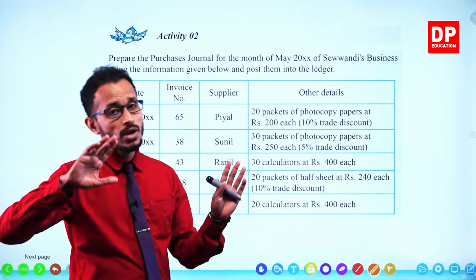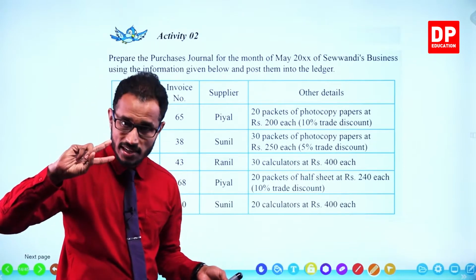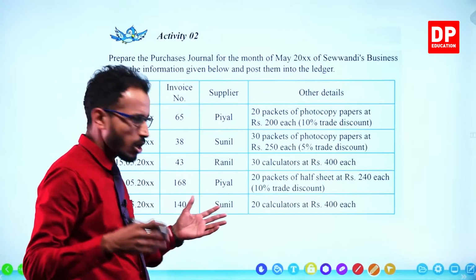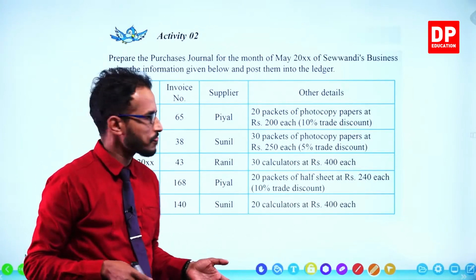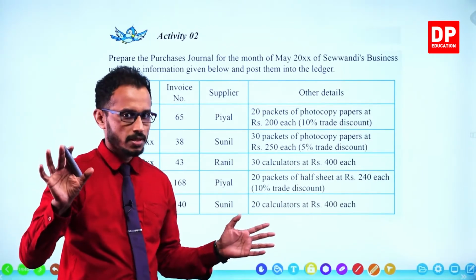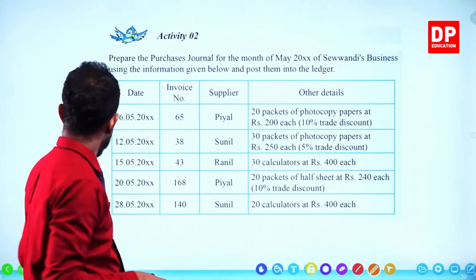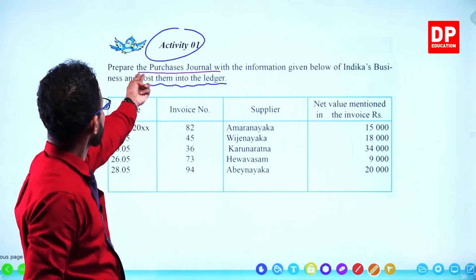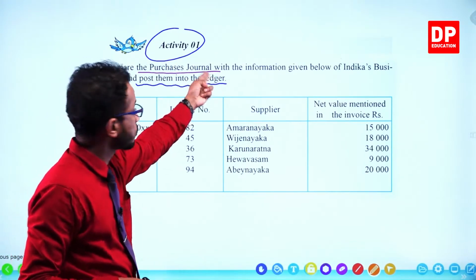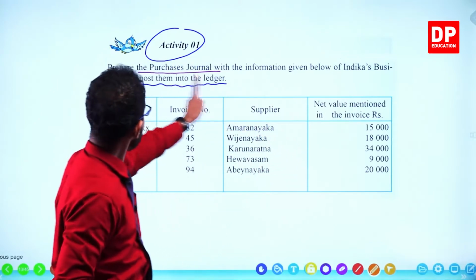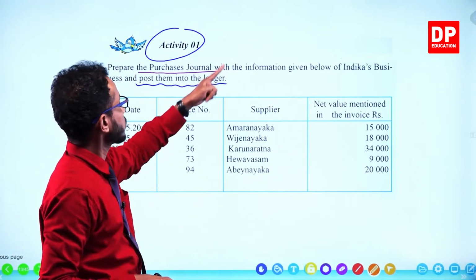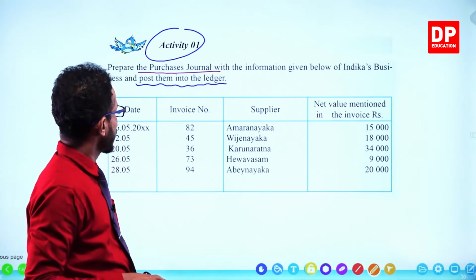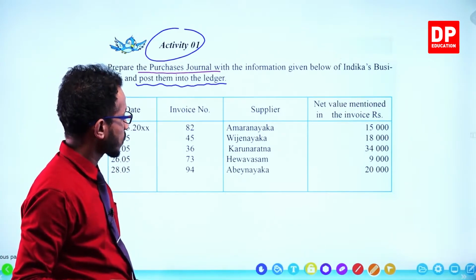We either can do activity number 1 or we can do activity number 2. Let's not do both because it's similar activities. What do you say, children? Shall we take activity number 1 and prepare the purchases journal in Indika's business and then prepare the ledger accounts too? Shall we do this?